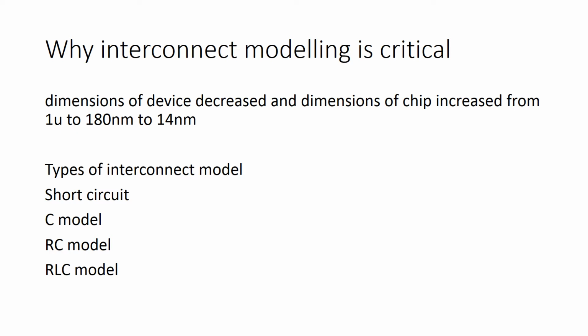Later on, when it was further scaled down, the distance between two parallel running interconnects decreased. As a result, a coupling effect is found, meaning the signal which is traveling in one wire is coupled into the second wire. So that is a capacitive coupling. That is why later on they started modeling the interconnect using capacitance, or the C model.